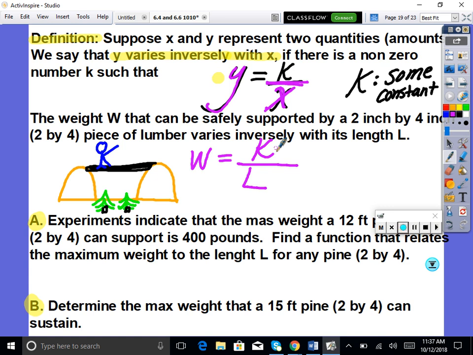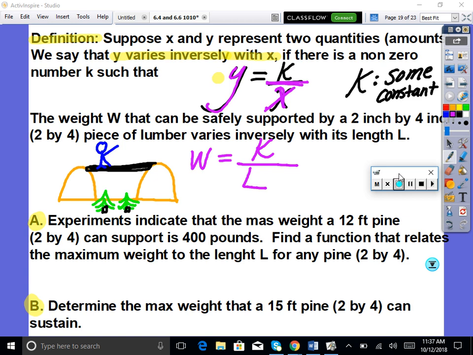So now let's read part A. It says, experiments indicate, so this is talking about people that can walk across without the board snapping. Yeah, so it says, experiments indicate that a 12-foot pine, 2x4, can support 400 pounds. Find a function that relates the maximum weight to the length L for any pine. That's a 2x4. So the 2x4 doesn't matter.